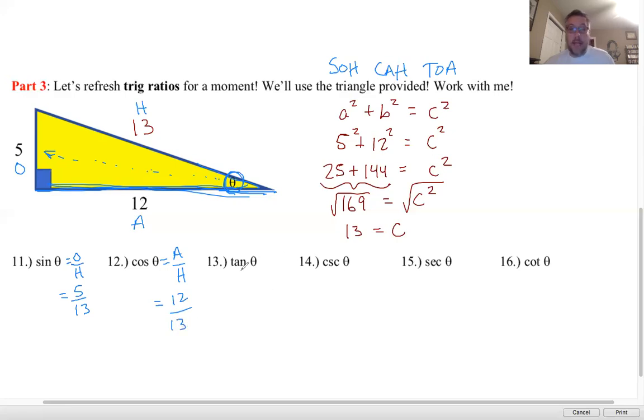Done. Tangent, T for tangent, opposite over adjacent. Okay, look at your picture. The opposite was 5. The adjacent was 12. Done.